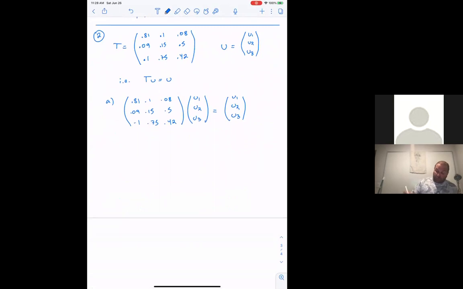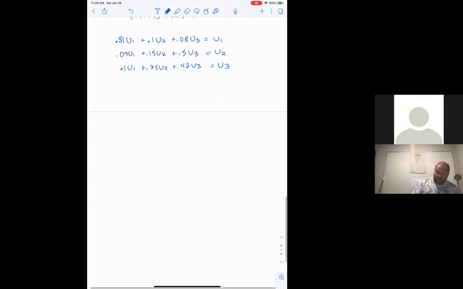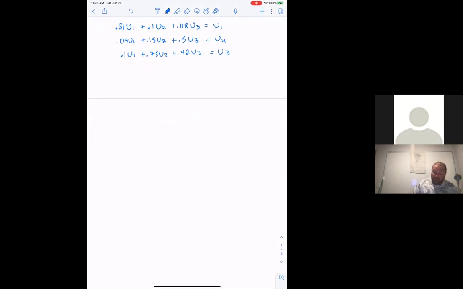Well, if I actually multiply out on the left, I get 0.81 U1 plus 0.1 U2 plus 0.08 U3 is equal to U1. I get 0.09 U1 plus 0.15 U2 plus 0.5 U3 is equal to U2. And 0.1 U1 plus 0.75 U2 plus 0.42 U3 is equal to U3. So these are now 3 equations and 3 unknowns.